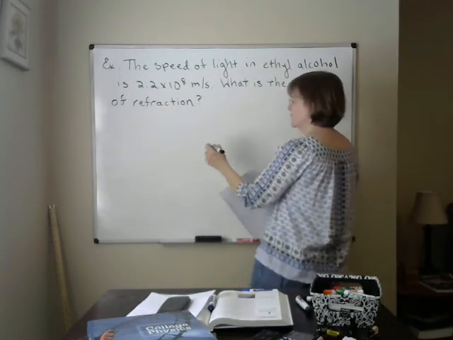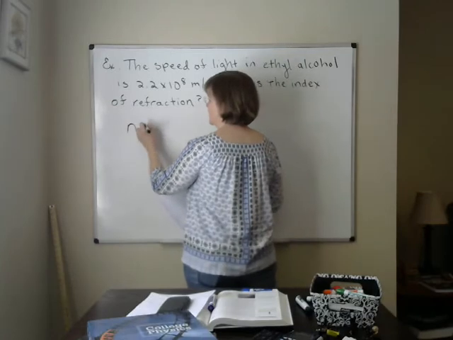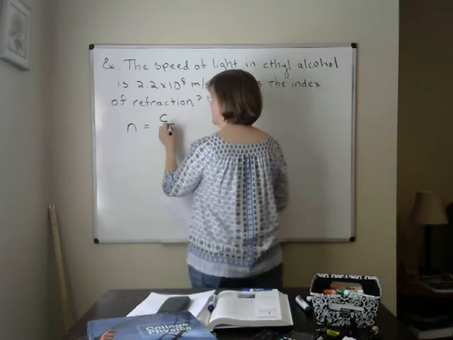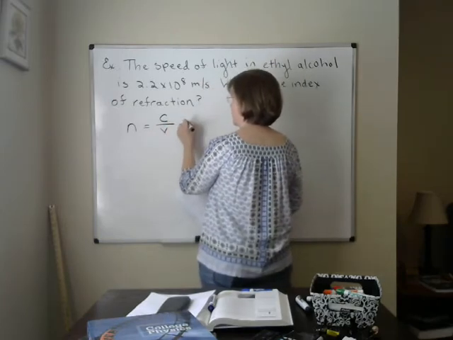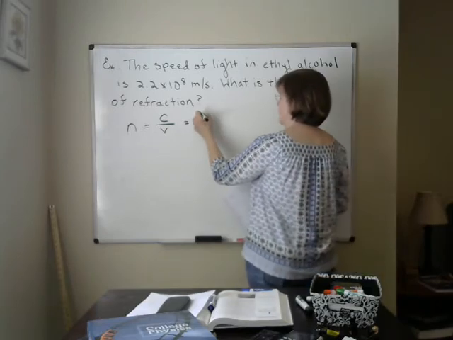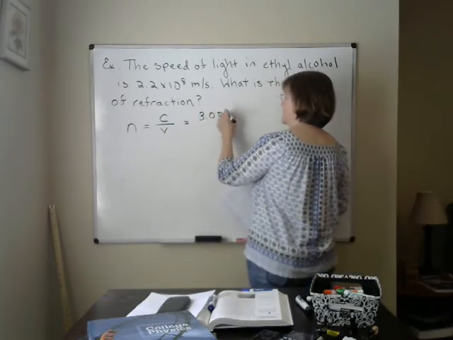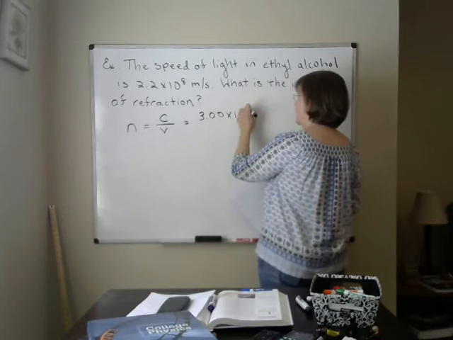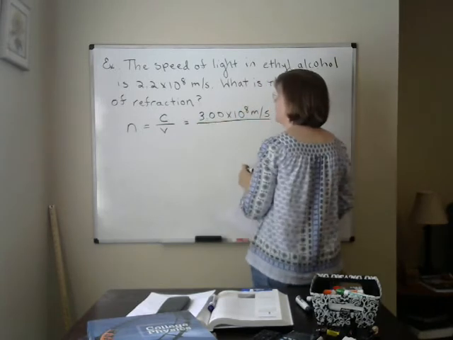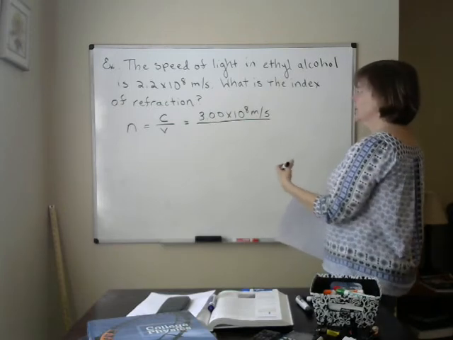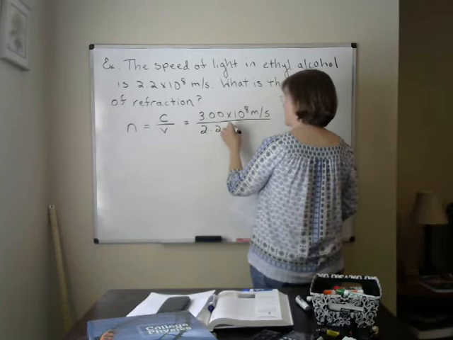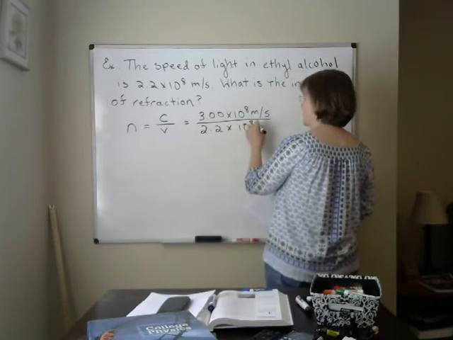Well, by definition, the index of refraction is the ratio of the speed of light in a vacuum to the speed of light in the substance. The speed of light in a vacuum is always 3.00 times 10 to the 8th meters per second. For ethyl alcohol, the speed of light is 2.2 times 10 to the 8th meters per second.